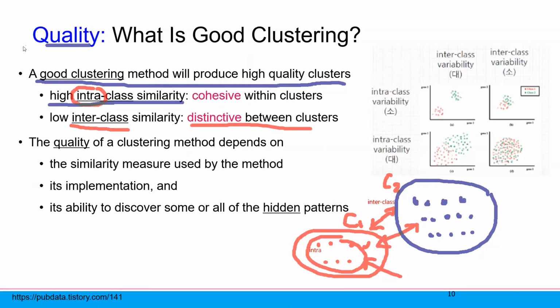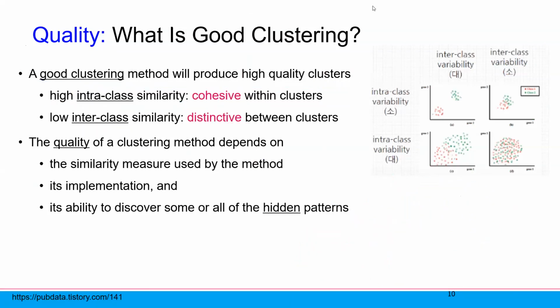So if you look at this diagram, the intra-class variability, maybe should be high. So if the intra-class variability is high and the inter-class variability is low, then you can see like this one. This is the best one, because the clusters are really grouped in different groups.